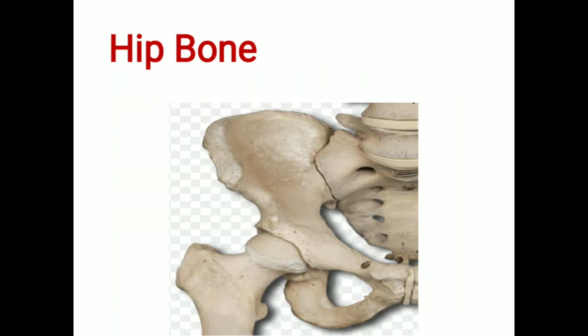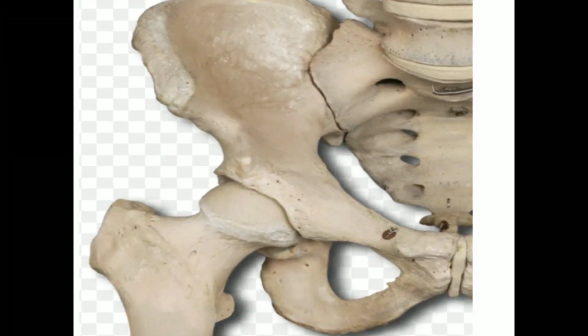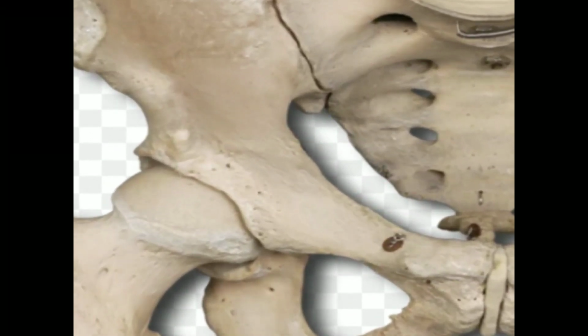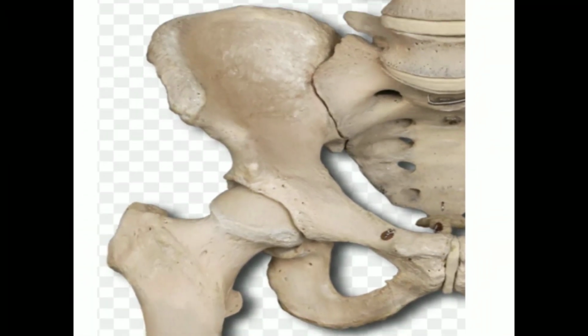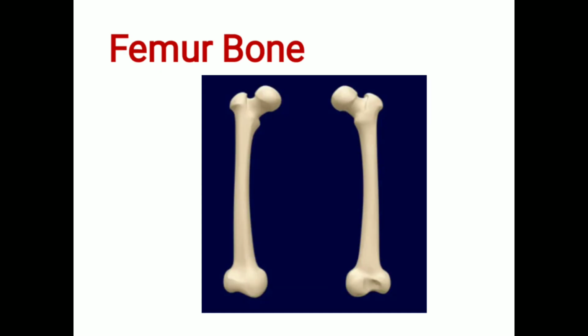Next, coming to the lower pelvic region, we have the bone which forms the pelvic girdle. The pelvic girdle is formed by the 2 hip bones. So this is the hip bone. It has 3 parts: ilium, the pubis, and the ischium. So the hip bone comprises 3 bones: ilium, ischium and pubis.